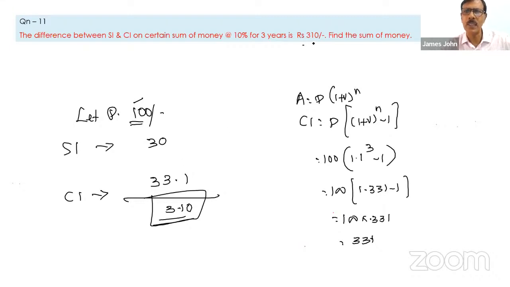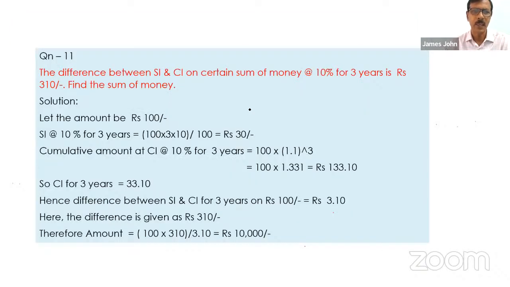Here the difference is 310. What is the amount? That is the question. So here it is 10,000. 10,000 is the answer. For 100 rupees, the difference is 3.1. Here it is 310 rupees. So the difference is 310 means the value will be 10,000 rupees.